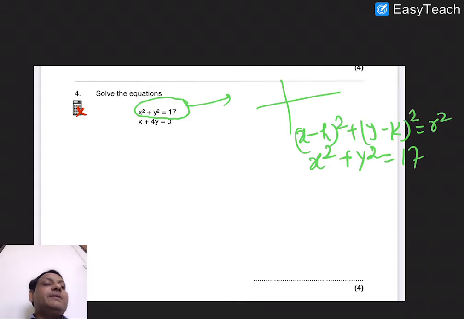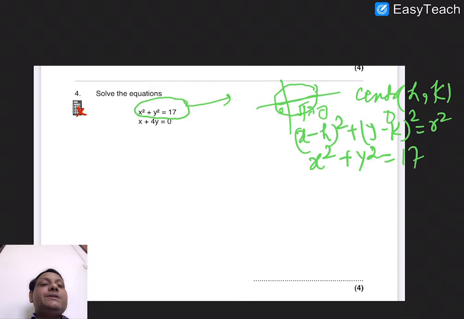So, the center of the circle is h and k, which here is 0 and 0. That is why it is not appearing here. If I talk about the graph, this graph is going to go like that. This is the circle, a rough diagram I did, where the radius is root 17 on both sides, minimum and maximum. This is the center.